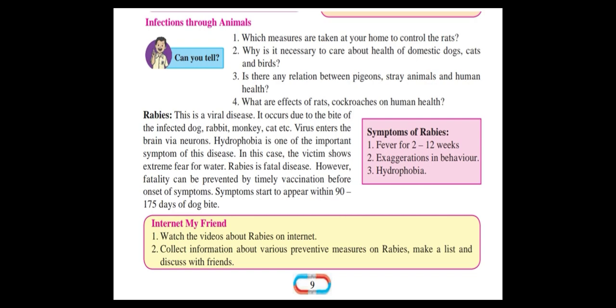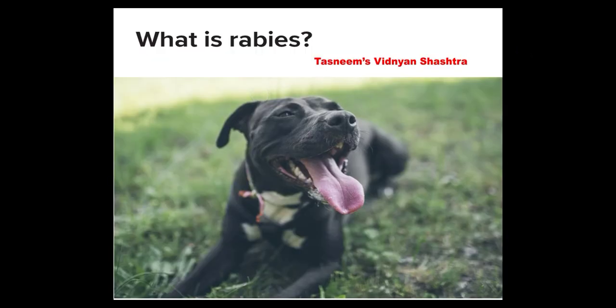This is a viral disease and it occurs due to the bite of an infected dog, rabbit, monkey, cat and a few more animals like bats. The virus enters through the brain via neurons and it causes lots of problems in our body. So what is rabies? It is a disease transmitted from animals to humans. Domestic dogs are the most common reservoir of the virus, with 99% of human deaths.